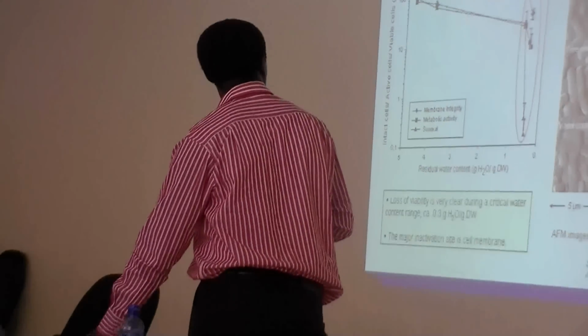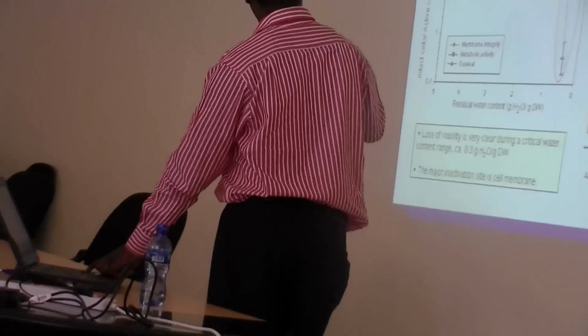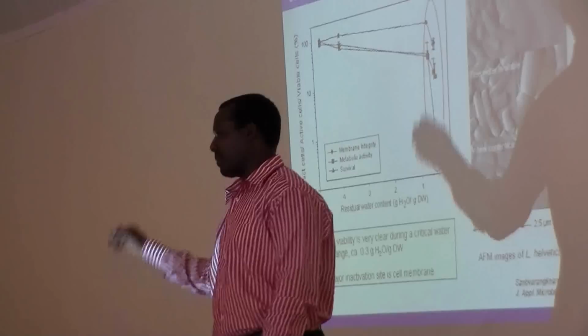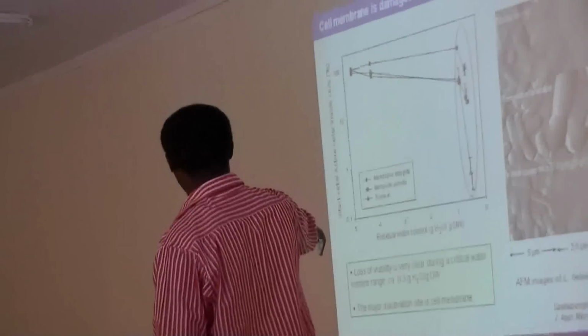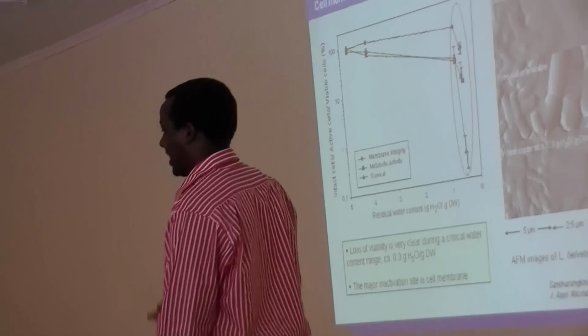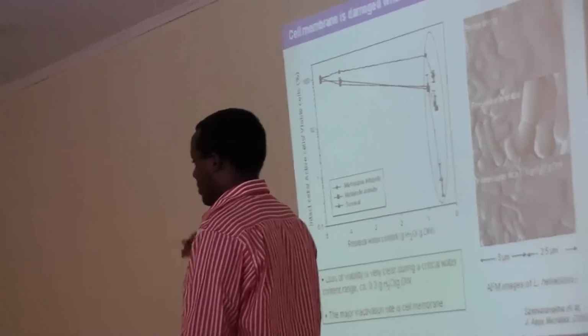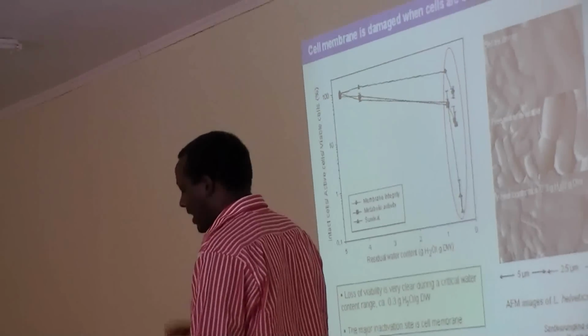Now, is something happening? Yeah. So loss of viability of the starter culture is very clear during a critical water content range of approximately 0.3 gram water per gram dry weight. And the major inactivation site in the cell is the membrane. So that is the focus at the moment. What do we do with the integrity of the membrane to protect the cell? Do we reinforce it? Yes. How?